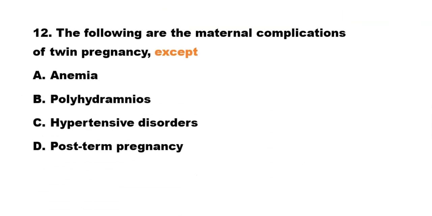The next question. The following are maternal complications of twin pregnancy, except: A. Anemia, B. Polyhydramnios, C. Hypertensive disorder, D. Postterm pregnancy. Please try to guess the answer within 5 seconds.